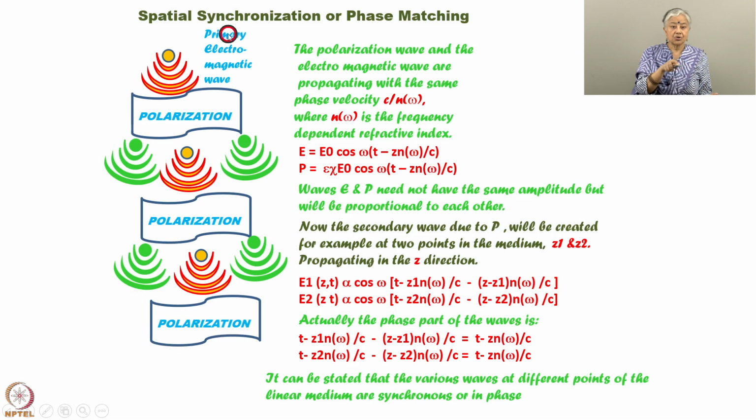Here, on the left hand side, it is just a schematic diagram of what is happening in my crystal or the material through which I am passing my primary beam, the primary electromagnetic wave. So, this is my primary electromagnetic wave. It has a certain frequency omega. Okay, I have shown it in red just to distinguish, and these are the waves which are going through the medium.